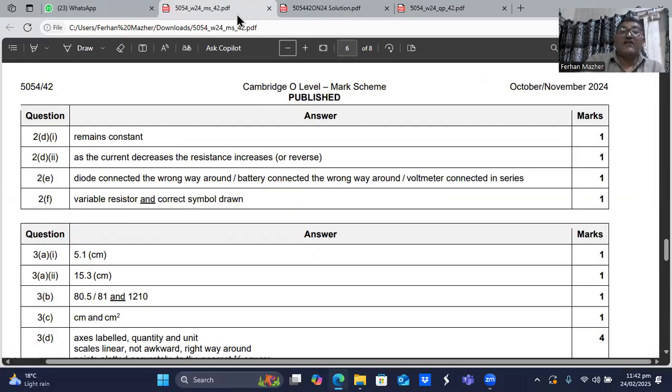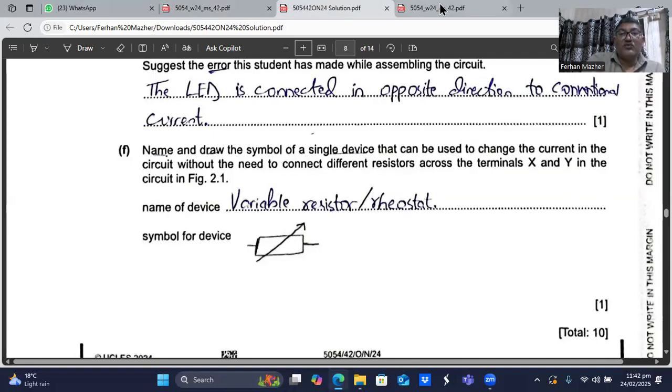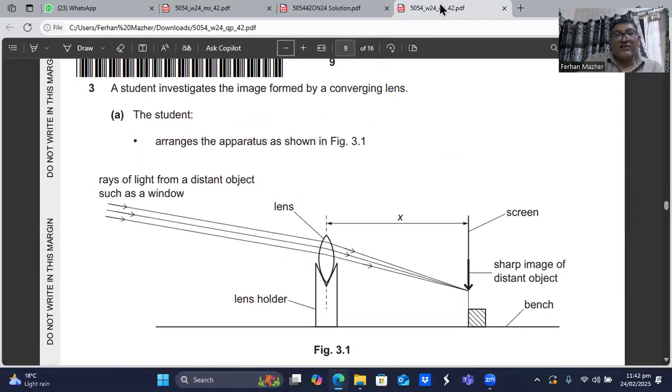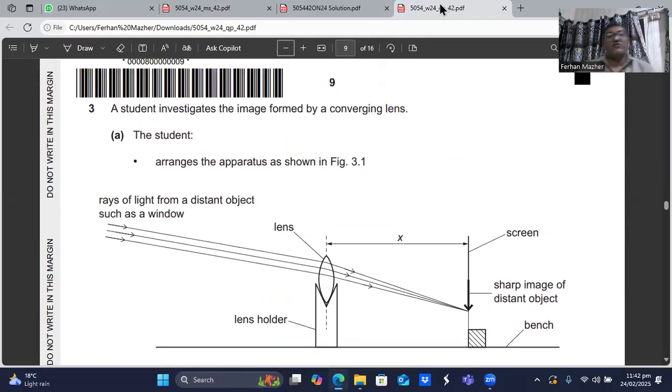It says variable resistor and the correct symbol used. So that was your question number 2. Okay, hopefully you understand this. Now we are going to the next question, and that is question number 3.